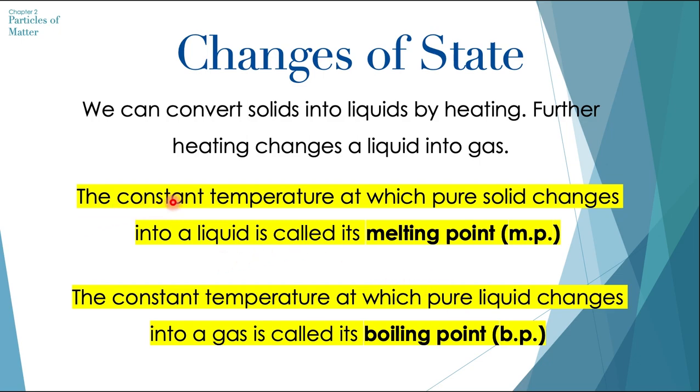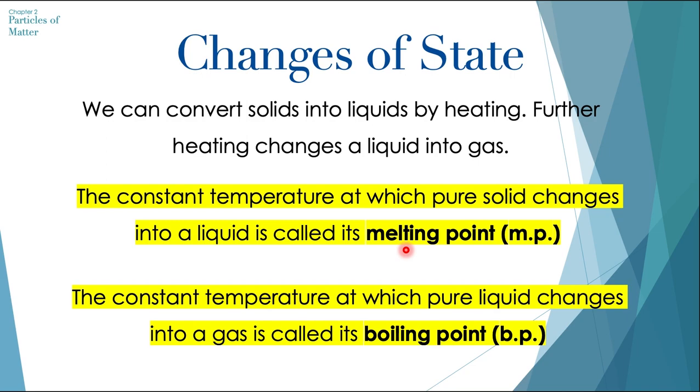Number 1, the constant temperature at which a pure solid changes into a liquid is called its melting point. This is also written as m.p., MP, melting point. And this temperature should be constant. This depends on the material. Not all solids have the same melting points. Each material, each element has its own melting point.